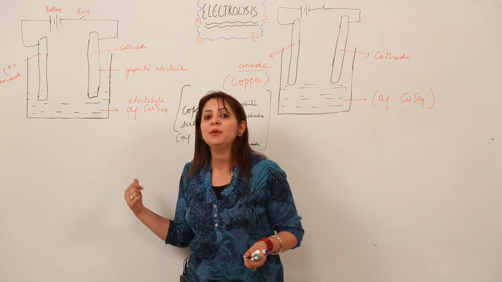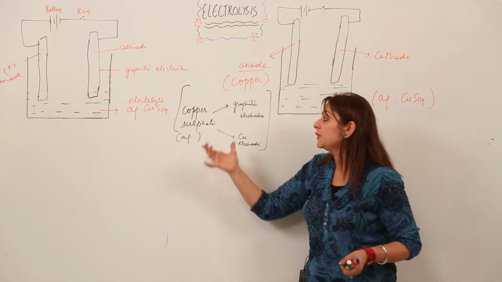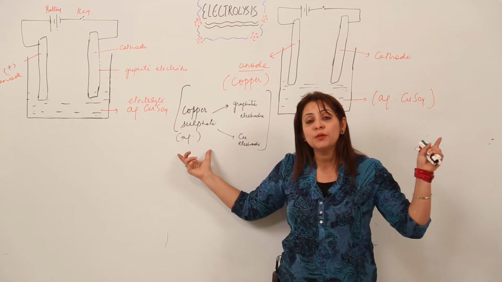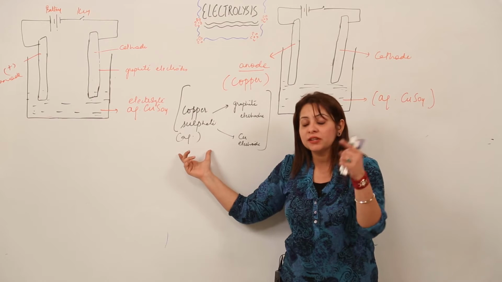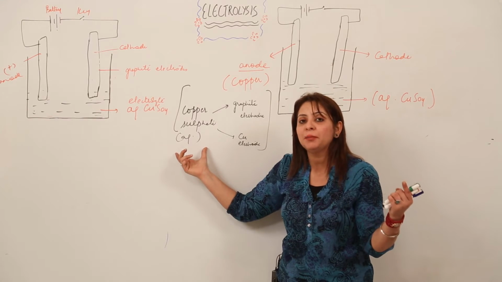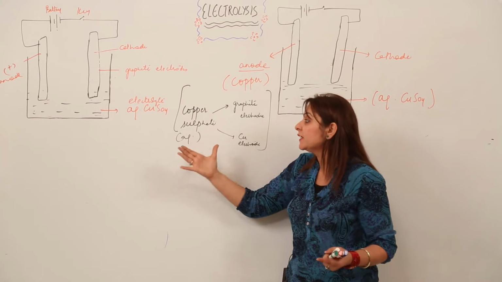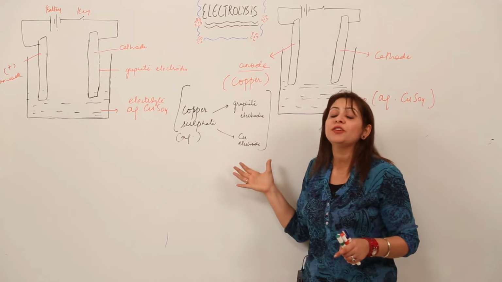The second example which I am taking is not similar to the first one. In the previous one the electrolyte differed between molten and aqueous. In this figure, this example is different from that example, and the difference is that the electrolyte is the same and the difference lies in the nature of the electrode, right.